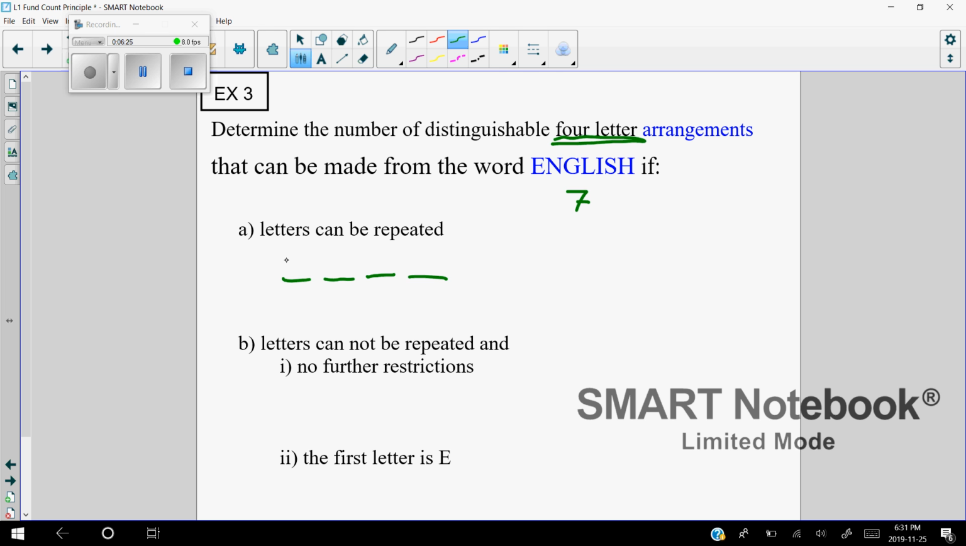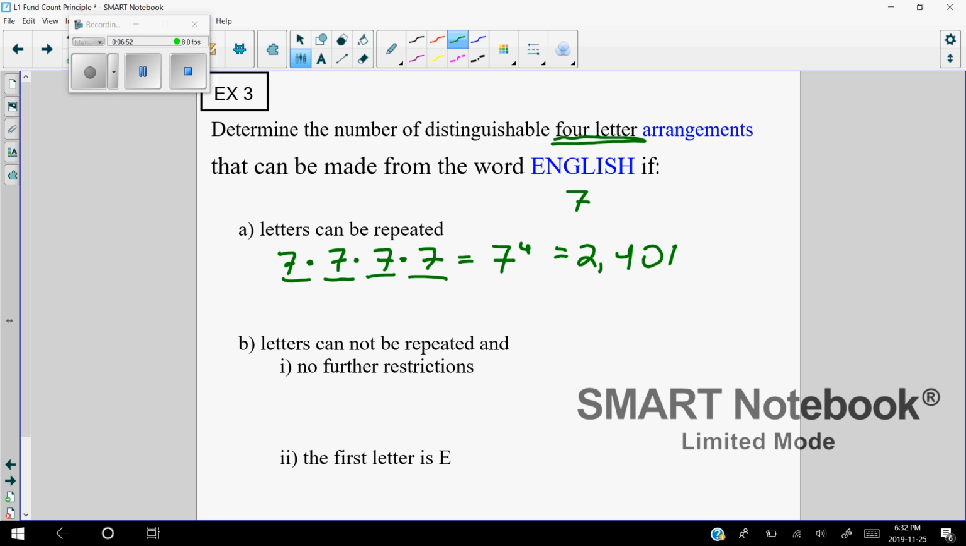So that means that there are 7 possibilities for the first one, 7 possibilities for the next one, 7 and 7. So this is actually just equal to 7 to the power of 4. Repetition is allowed, so we can include all the numbers there. And the answer there is 2,401.